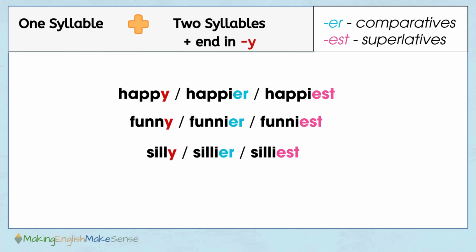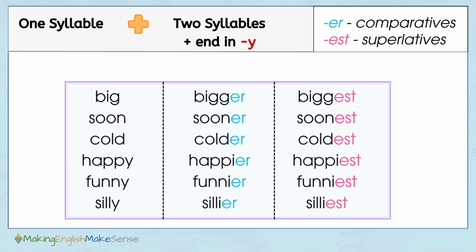Now, unlike some of the other rules that we'll be looking at, which are more flexible and depend more on situation and context, this rule doesn't change. -er or -est is always added to one-syllable adjectives or two-syllable adjectives that end in the letter y.